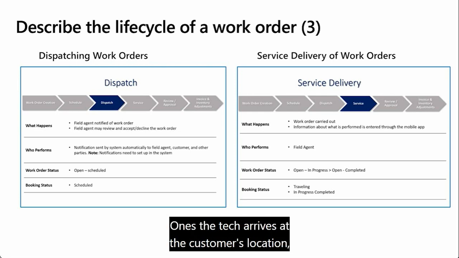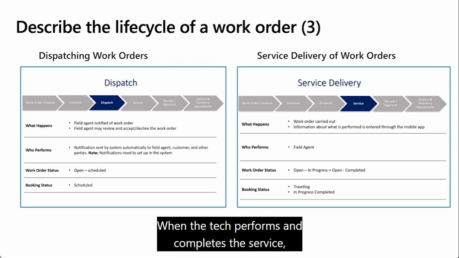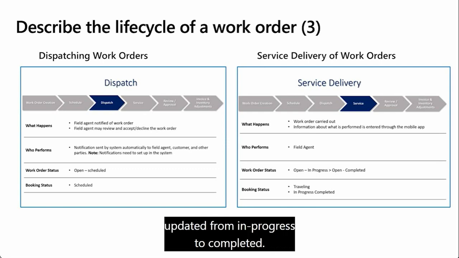Once the tech arrives at the customer's location, they'll note it in the system so that the status updates to in progress. And when the tech performs and completes the service, they'll update the work order through the Field Service mobile app. The work order status will then be updated from in progress to completed.